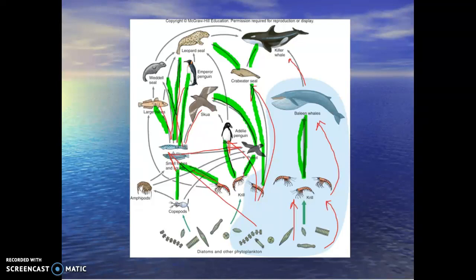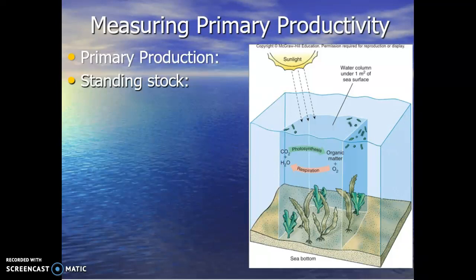So, all right, but a key thing when we're looking at an ecosystem is measuring the primary productivity of the system. How much energy is at the base of the system? How much is being produced over and over and over again? So we start with this term called primary production.